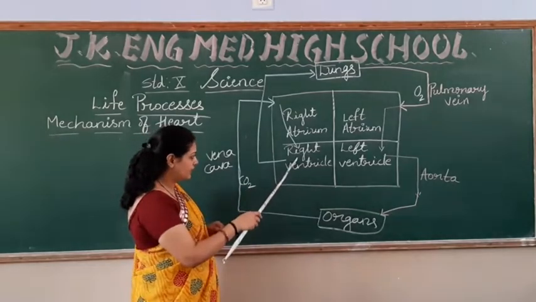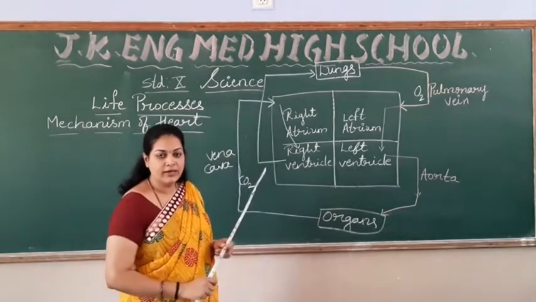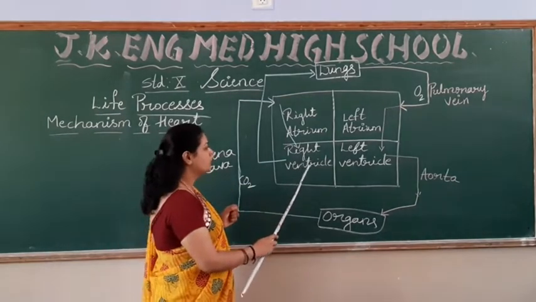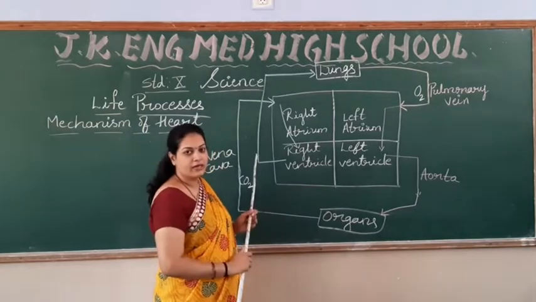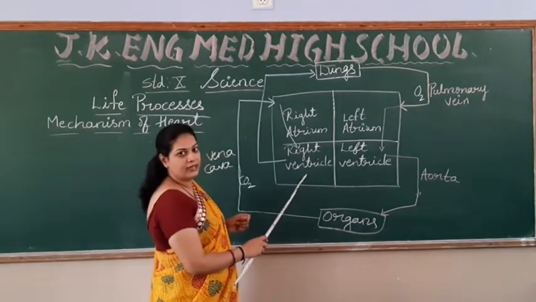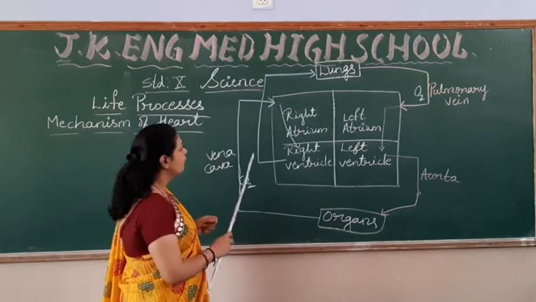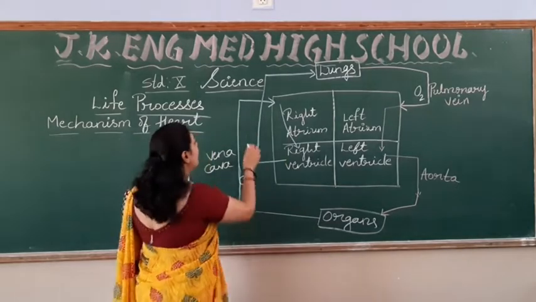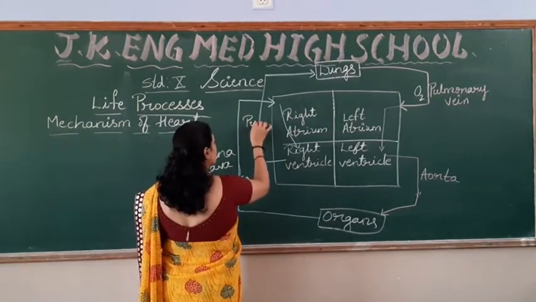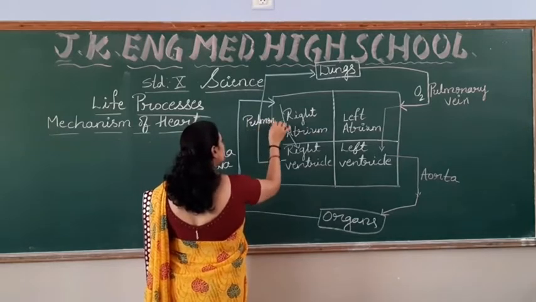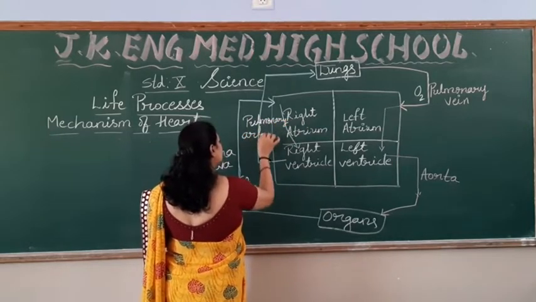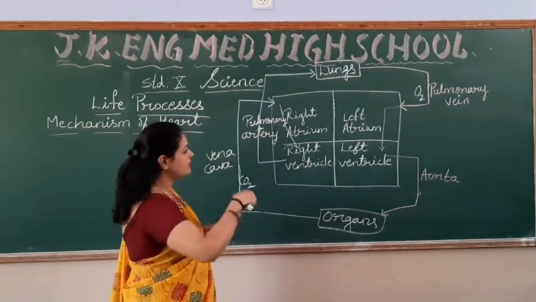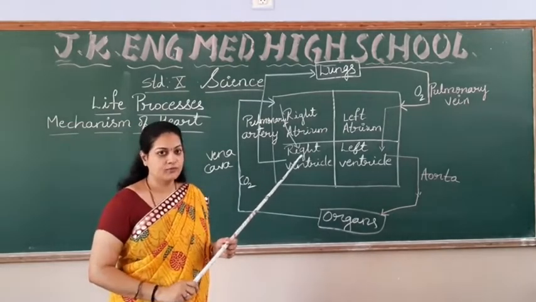As the blood enters, what do you find? The tricuspid valve closes. Why does it close? Because it wants to stop the backward flow of the blood. Then from the right ventricle, deoxygenated blood goes to the lungs through the pulmonary artery. Right, students? Yes. So this is the mechanism of the human heart.